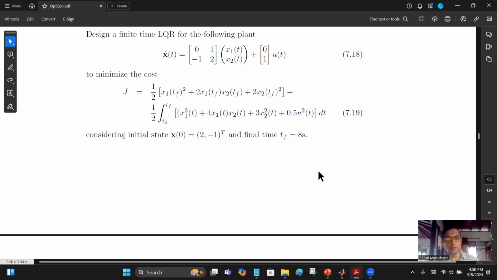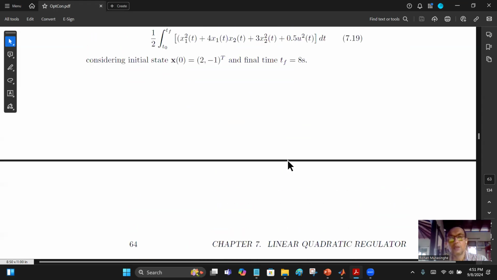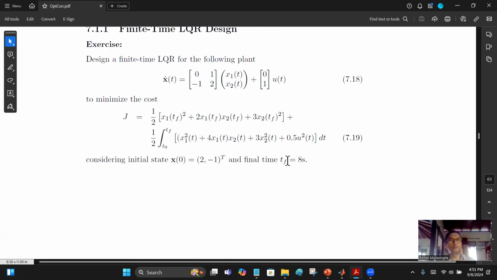You have the plant, you have generated your cost function, right? You have the initial condition, initial deflection, 2 and minus 1. Now, when you start the controller, what it does is it will try to bring this 2 to 0, minus 1 to 0 within 8 seconds. Because we have not considered control bounds, the control signal cannot go beyond a certain level or reduce beyond a certain level. There's no such thing. So therefore, this is unbounded or unconstrained control.